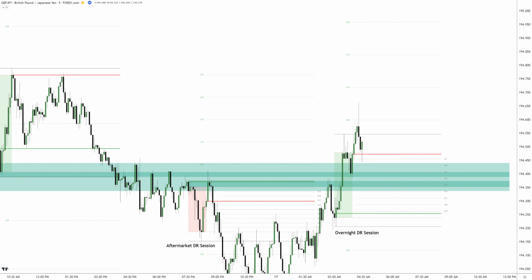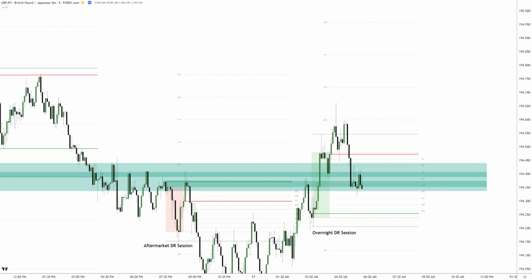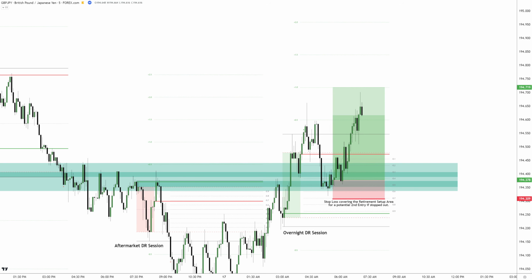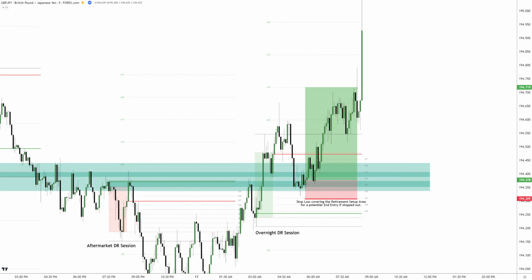Price retraced and we saw a nice rejection of the IDR high and closing price, but covering all important levels would have resulted in a low risk to reward ratio, so the opportunity wasn't ideal. Luckily, price retraced deeper into the defining range and into the cluster of previous DR session levels. At this point, you should start considering an entry, placing your stop loss at the beginning of the retracement setup area. If you get stopped out, you could still think about another entry with an even higher risk to reward ratio. There we go, another high probability trade with multiple confluences aligning and ending in a 5R profit trade.